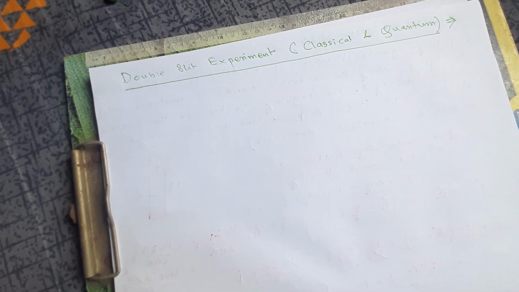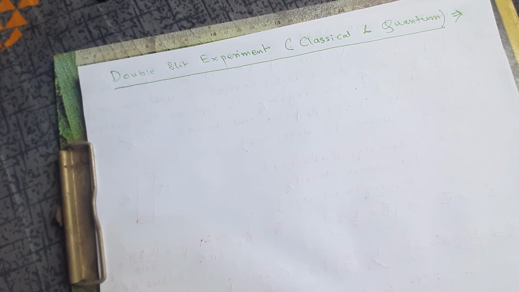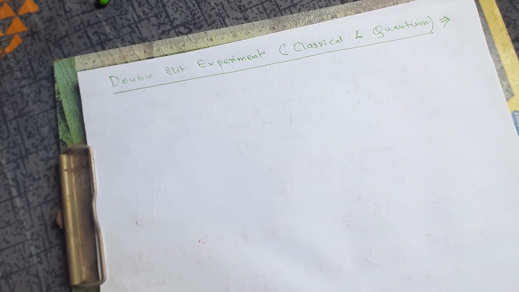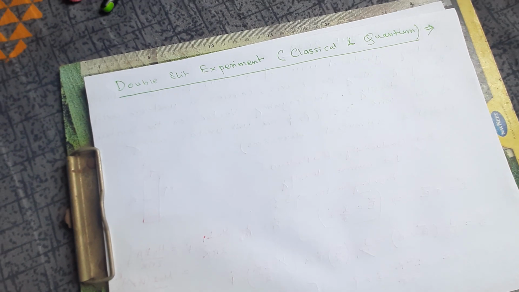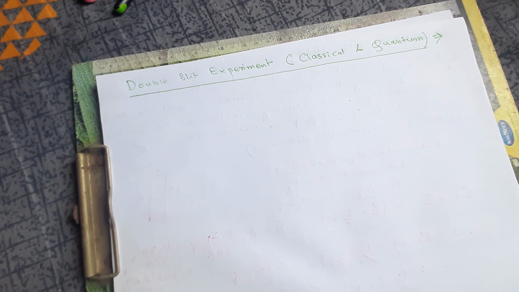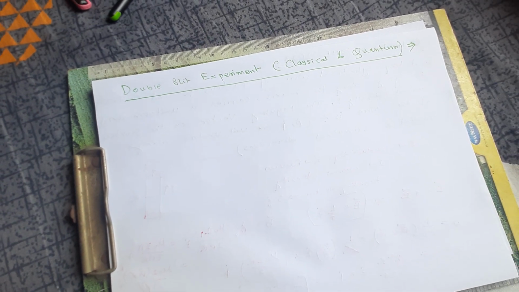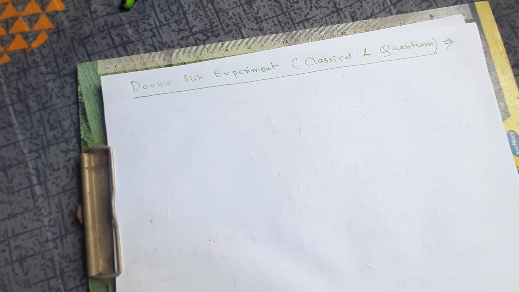Welcome students. In this video we are going to talk about the double slit experiment and the classical and quantum aspects of this experiment, which is very important to understand the quantum nature, or this wave particle duality, that we have already talked about in the previous videos. To understand those phenomena, this double slit experiment is very important.